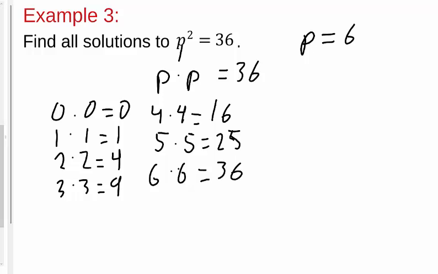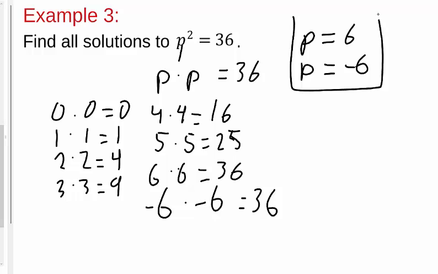Well, since a negative times a negative is a positive, we know 6 times 6 is 36. So we can also say that negative 6 times negative 6, negative times negative is a positive, is 36. So we have two answers. p is 6 and p is negative 6. For all questions that are something squared equals something, we can have two answers, a positive and a negative answer. Remember that. That's important.